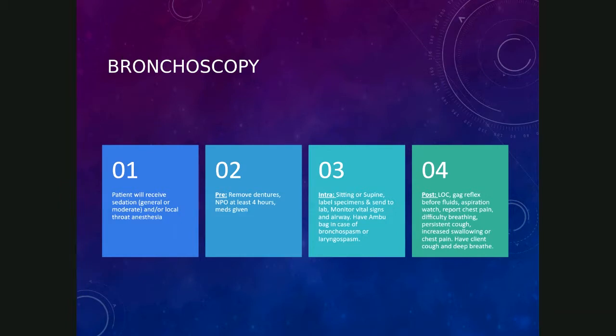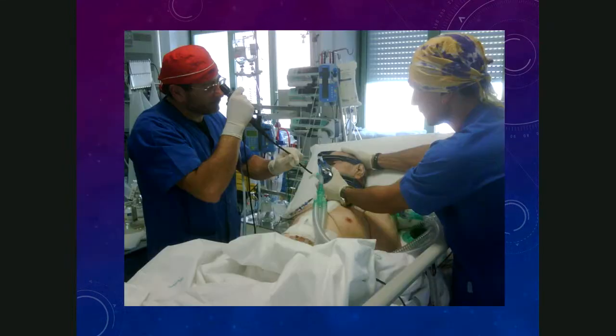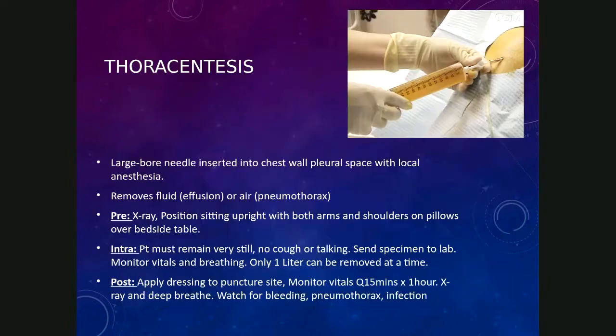Okay. So the next one, that's just an image. Again, that's just being performed at bedside. And then we have a thoracentesis, which is where you are basically removing fluids or air from a person's pleural space.